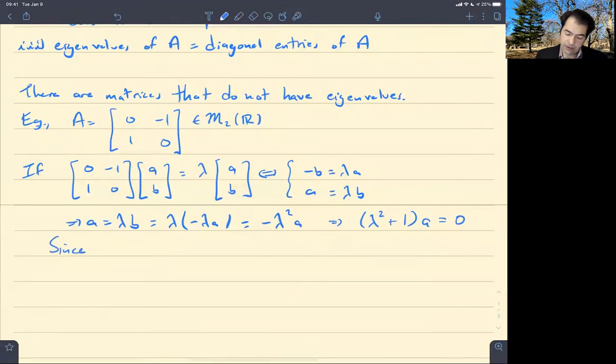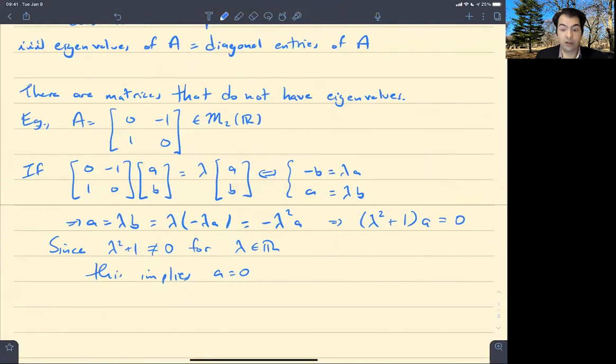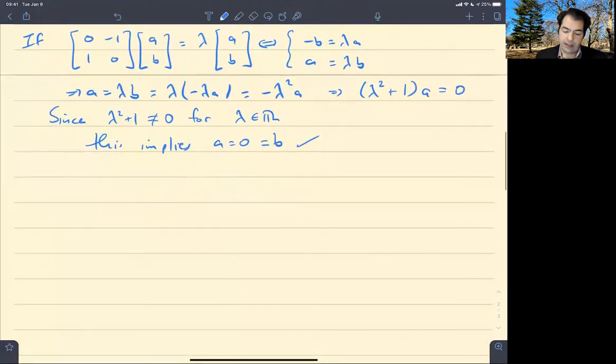Now, since lambda squared plus 1 is not equal to 0 for lambda in the real numbers, this implies a equal to 0. And then if you substitute that back into the equations, that gives you b is equal to 0. So there are no eigenvalues, right? The only vectors that are going to satisfy this are the 0 vector, and those don't count as eigenvectors. Okay, but it turns out that the problem here is the real numbers.